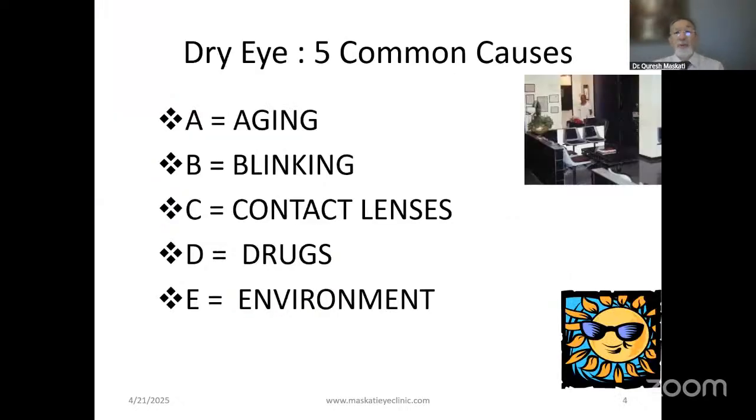But let's talk about, so those are some of the medical conditions. Let's talk about, as I said, the ABCDE of dry eye, or 5 common non-pathological, as it were, conditions which cause dry eye and which you diagnose with your ears. So A stands for aging, B for blinking, C for contact lenses, D for drugs, and E for the environment. Let us just tackle each one of these.